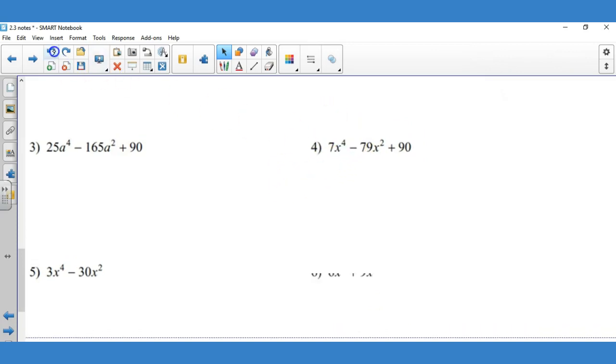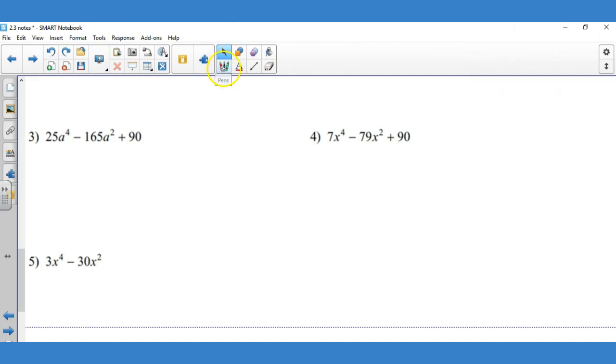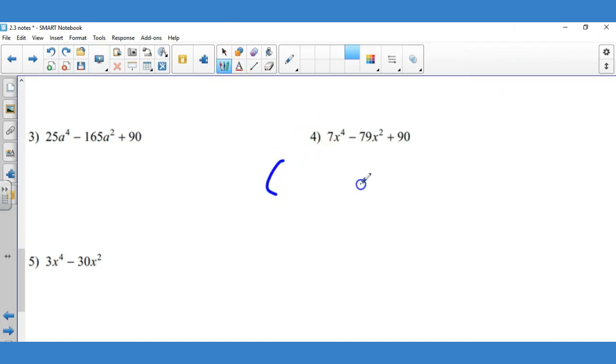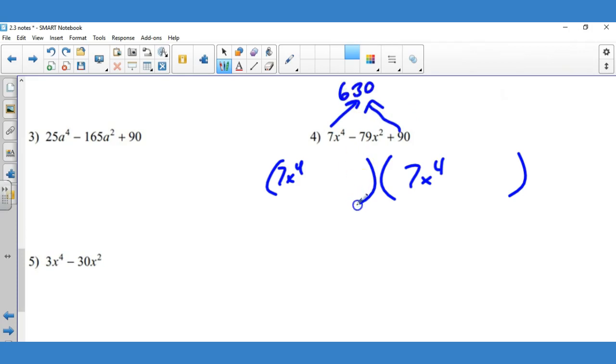Next, we're going to write that leading coefficient twice. So we have 7x to the 4th, 7x to the 4th. Now take your leading coefficient and your constant and multiply them. When you do that, you get 630. Now, you got to go, what factors of 630 can I add to get negative 79?